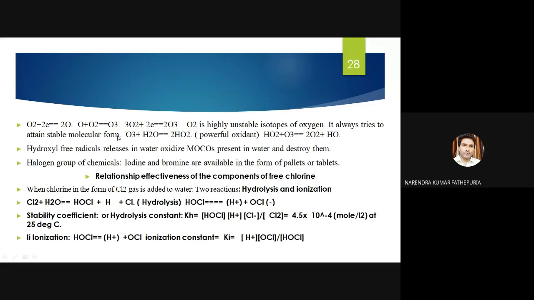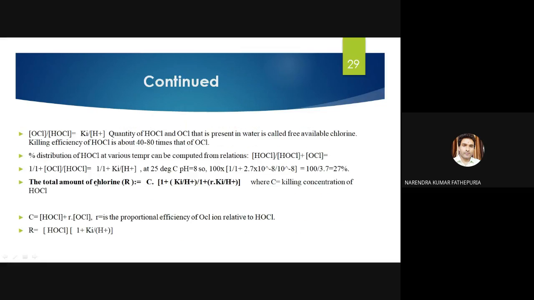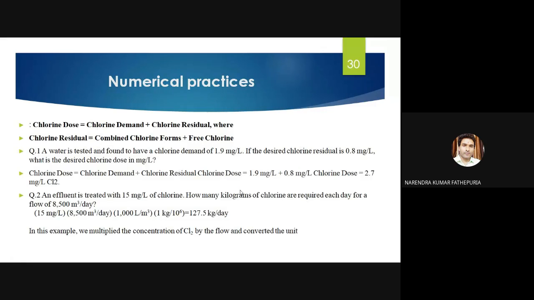These are the reactions, the chemical reactions of how the ozone will be forming. O2 is highly unstable, isotopes of oxygen, and then finally things will happen. One thing is remaining, the relationship of effectiveness of components of free chlorine. This is the kinetics part of chlorine generation that we will try to sum up with this formula, the total amount of chlorine, which we will talk about later in the next class.